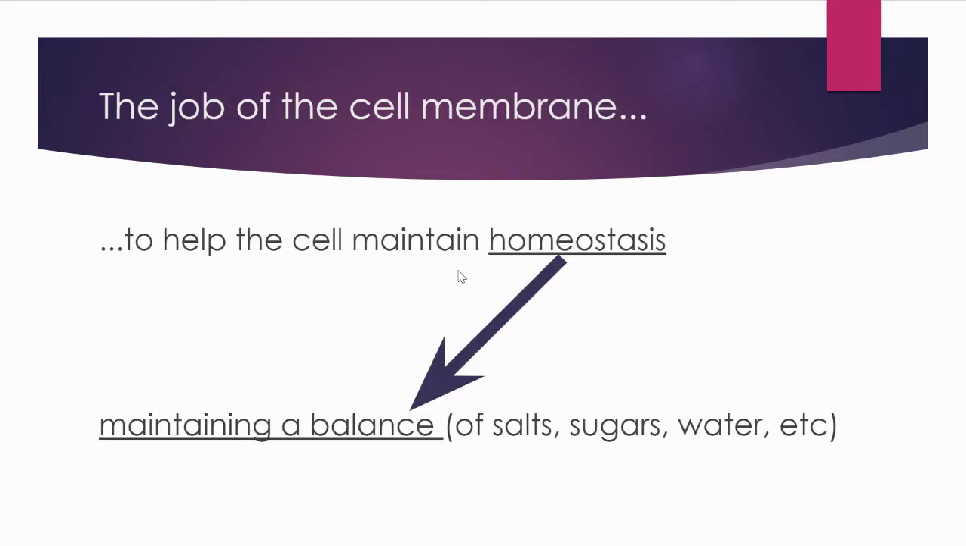So, what is the whole point of the cell membrane? What does it do? Well, it does this thing called homeostasis. And homeostasis means to maintain a balance within the cell. And it's balancing how many sugars are there, how much salt is in or out of the cell, and how much water is in and out of the cell. And that is critically important, how much water is in and out of the cell. So let's talk more about the parts of the cell membrane, and then in the next videos we're going to talk about how it actually does that, maintaining a balance. And just keep in mind that word homeostasis, or maintaining a balance.